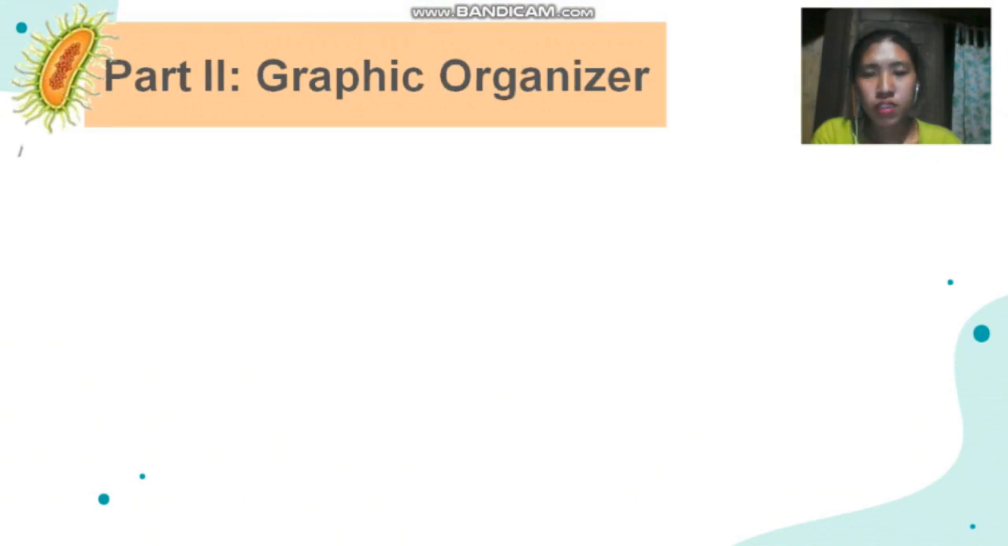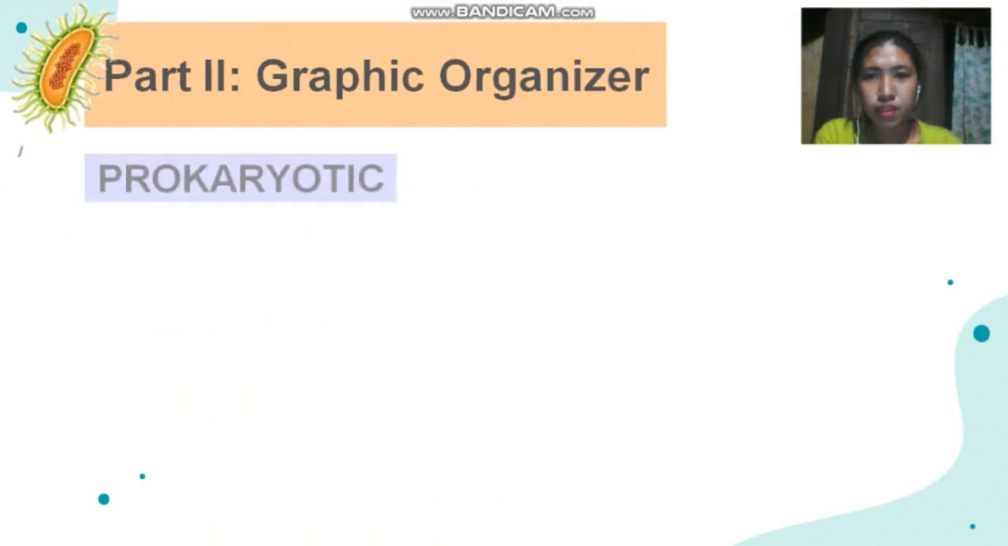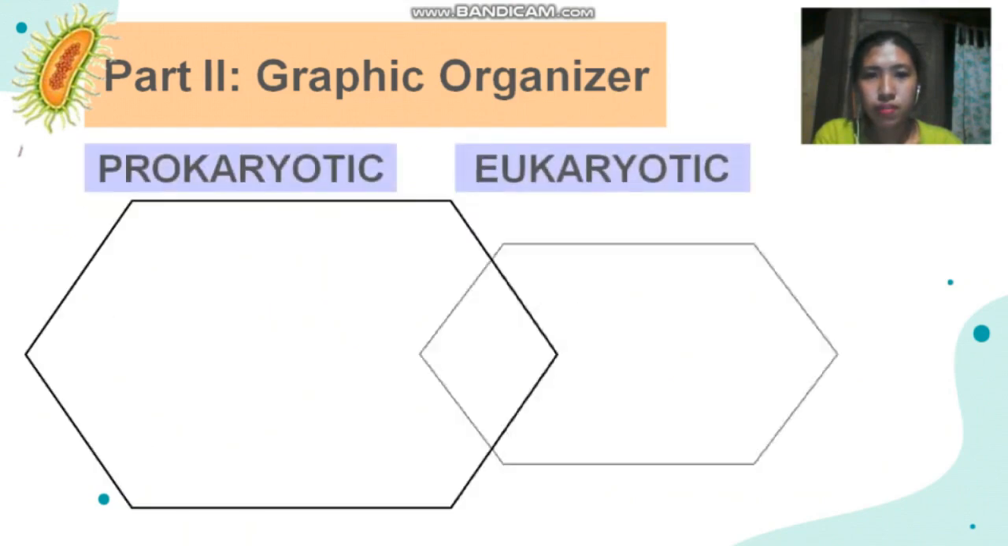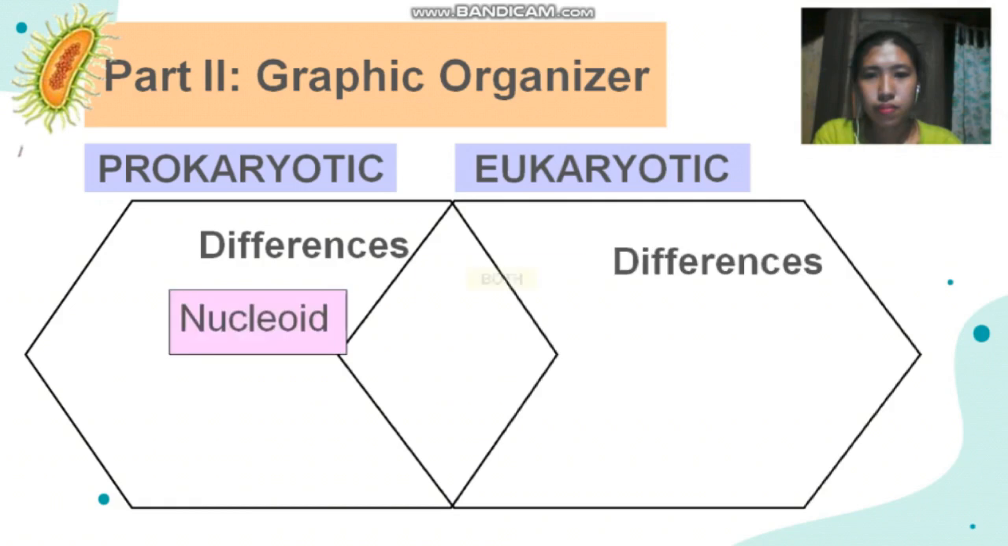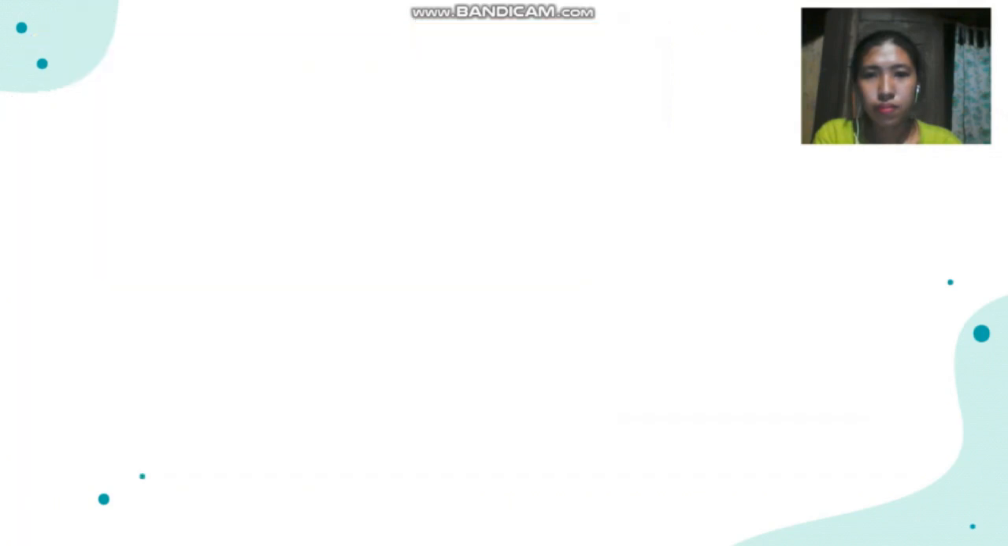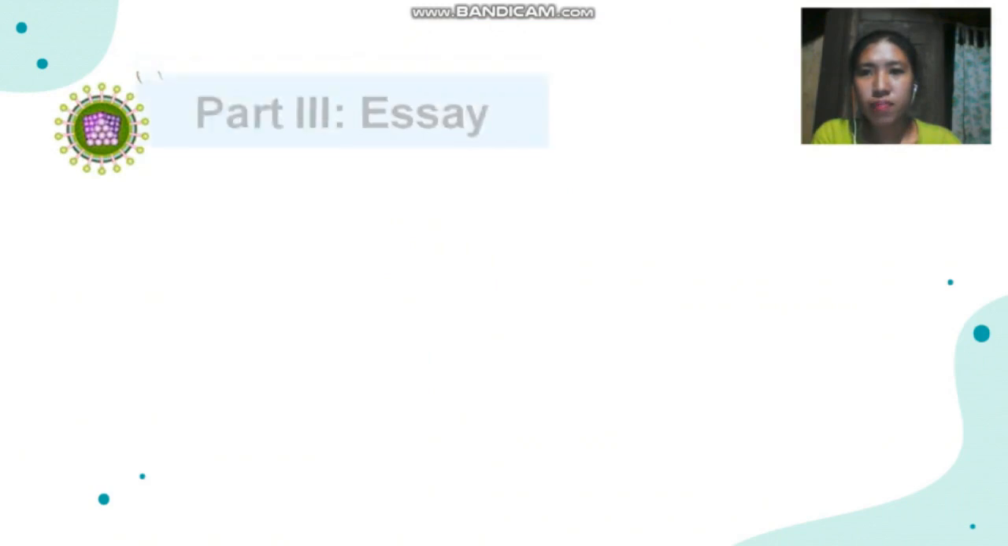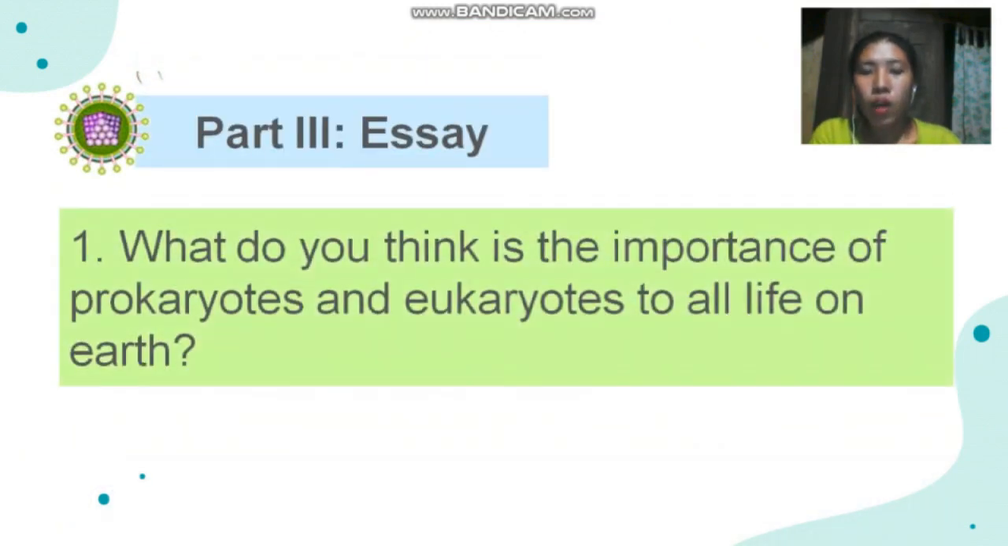Now, let us proceed to part 2, graphic organizer. Here is the direction, class. You need to complete the diagram based on the required information. Your answer must be written in the blank box provided. And now for an essay. Here is the question. What do you think is the importance of prokaryotes and eukaryotes to all life on Earth?